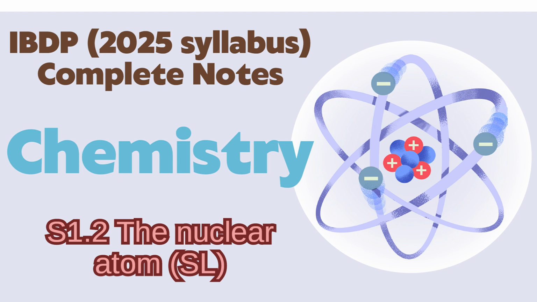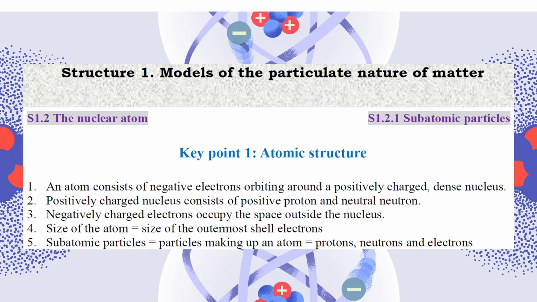So before we talk about elements, now we talk about the nuclear atom. We are still on S1, S1.2. Remember S1 is about the model of the particulate nature of matter. What does matter consist of? Before, we said elements, atoms. Now we go inside what is an element: the nuclear atom and what is atomic structure.